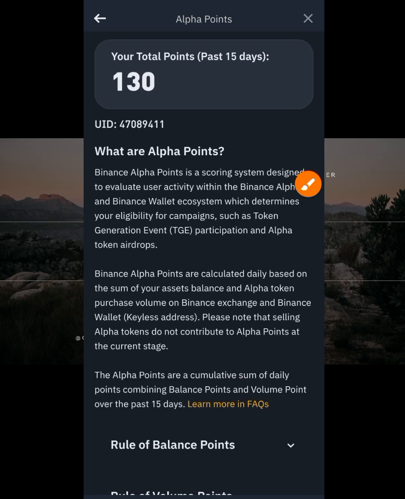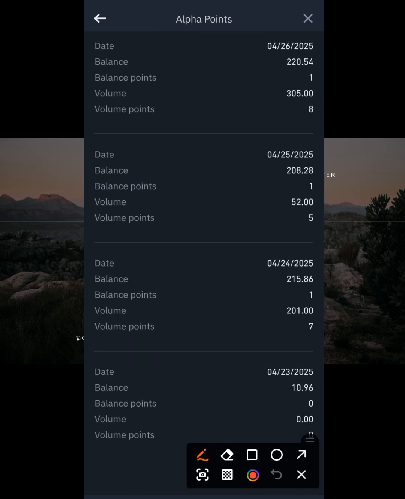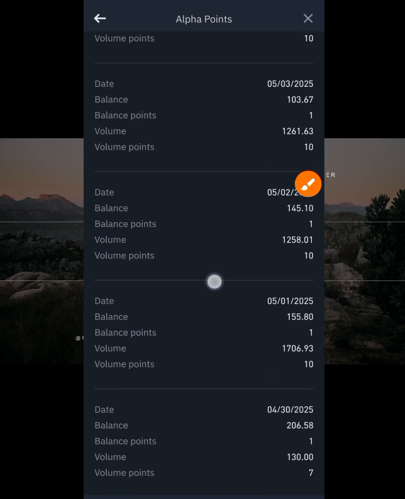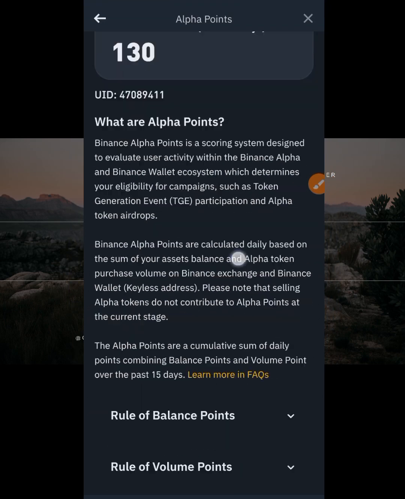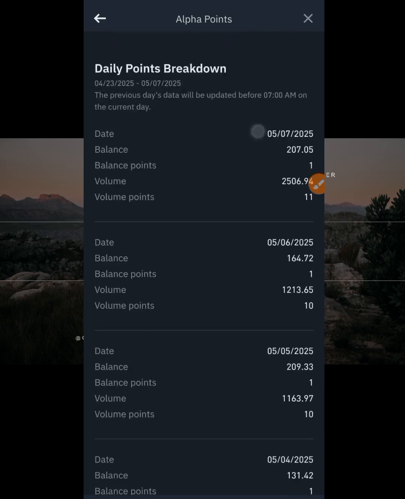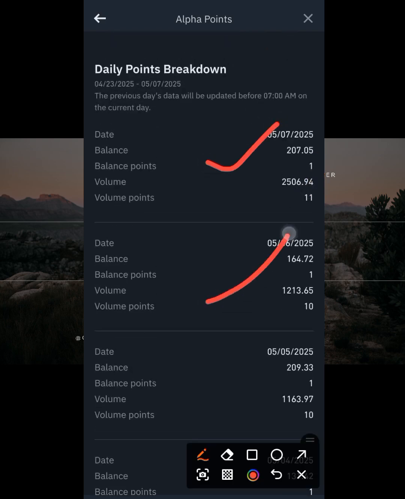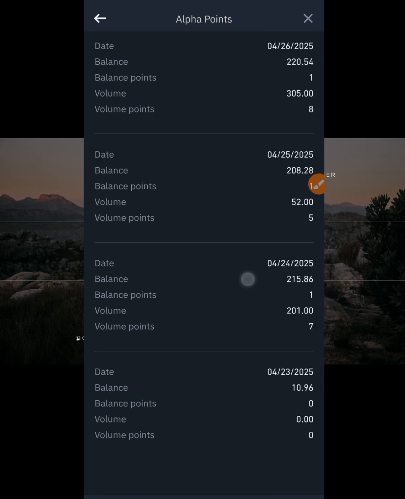So this is actually how you earn these points, and as you can see now, these are the points I've been earning for the past 15 days. Now let me explain what these past 15 days mean. I know many of you will be asking the question, what does this past 15 days mean? Let me show you with my own. As you can see here, this is my 1, 2, 3, 4, 5, 6, 7, 8. Just look at it. This is my 15 day.